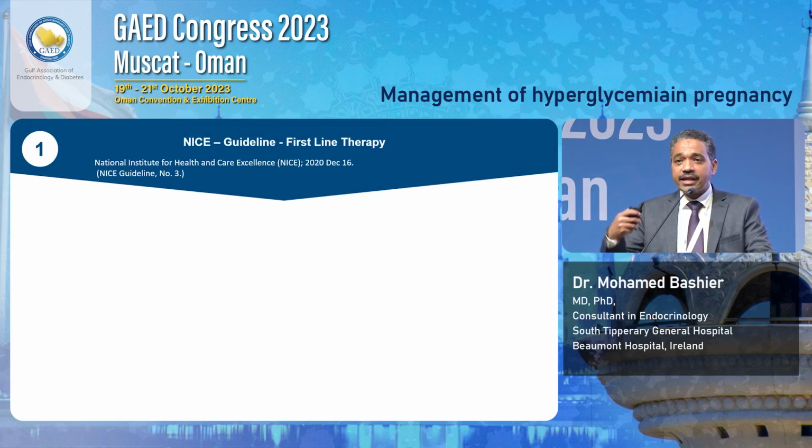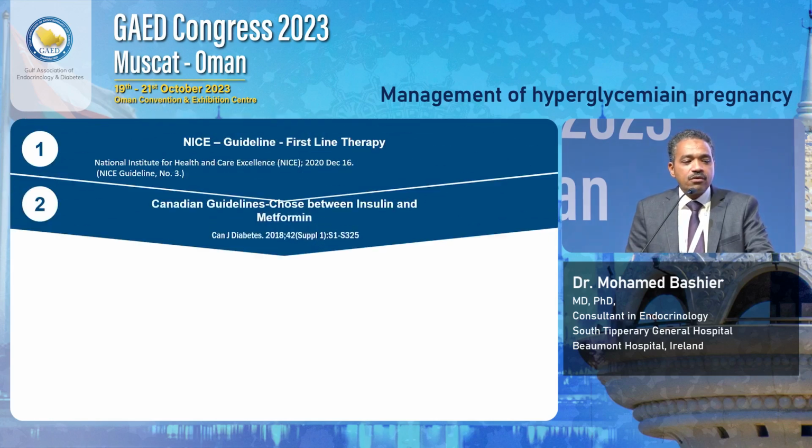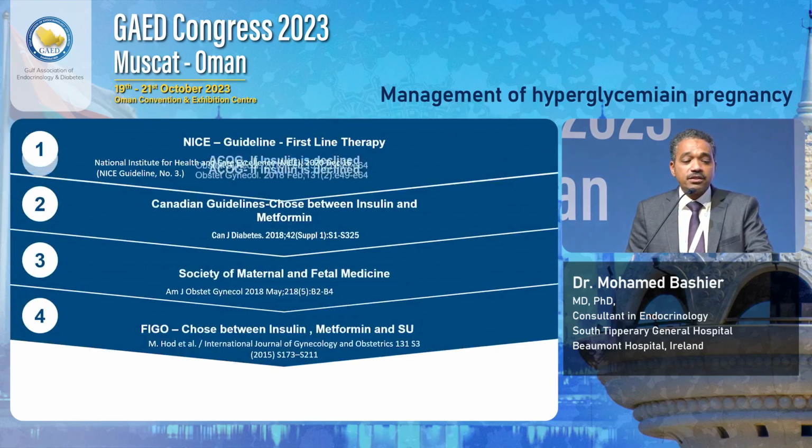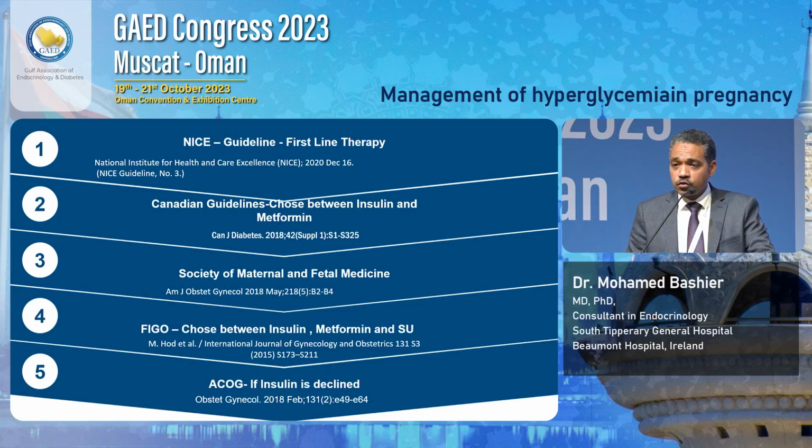The NICE guidelines clearly recommend it as the first line of therapy, and then you move to insulin if the patient cannot tolerate it or does not accept it. Now, there are multiple guidelines from multiple societies that endorse metformin as one of the options of treatment. You can offer it. The Americans are still on the edge, and they say if insulin is declined, use metformin. But most of the other guidelines will say, talk to the patient. If she accepts metformin, go ahead with metformin. But the NICE guidelines are the only ones that put metformin as the first line therapy. And that's what we do. We offer metformin as a first line in our treatment.